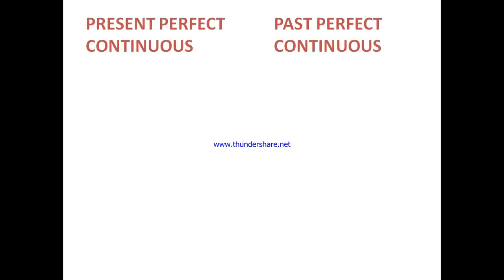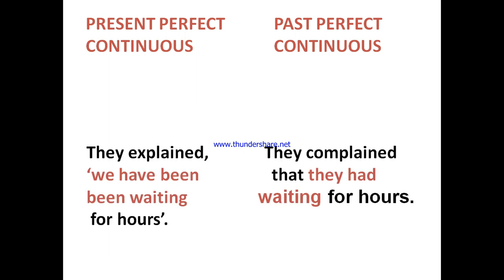The next one is the present perfect continuous versus the past perfect continuous. Of course, as we said, the present perfect continuous is in the direct speech, while the past perfect continuous is in the reported or indirect speech. So let's see the sentence. In the direct speech, they explained, we have been waiting for hours. So the indirect sentence will be, they explained they had been waiting for hours. So we have been waiting becomes they had been waiting.